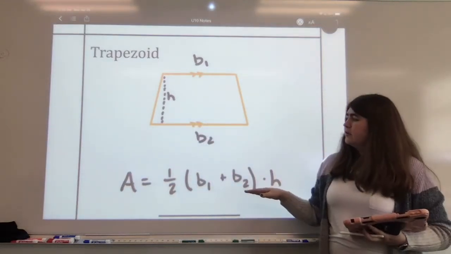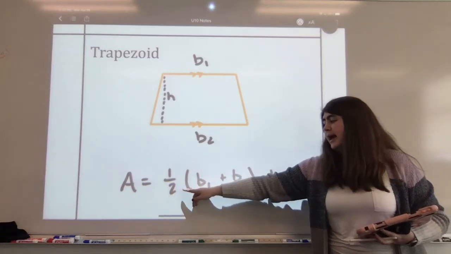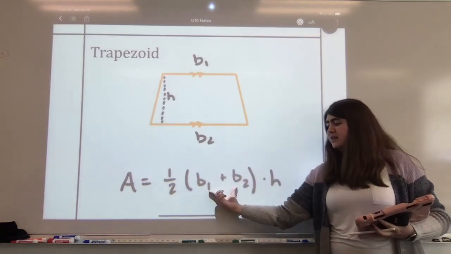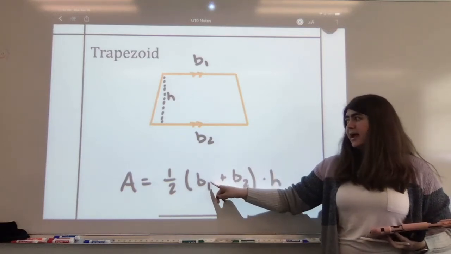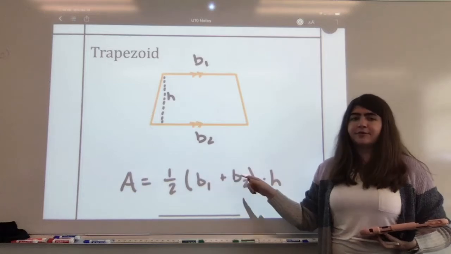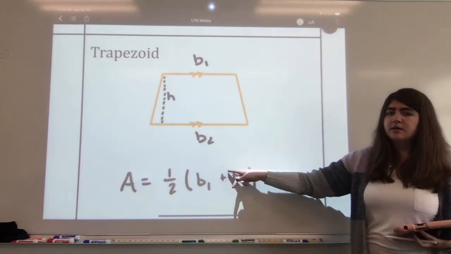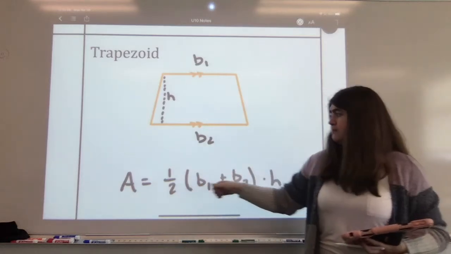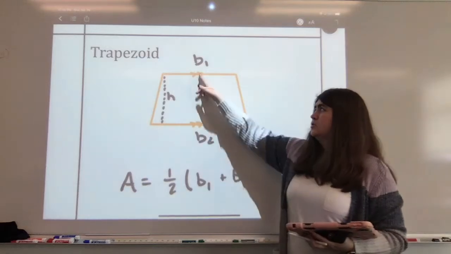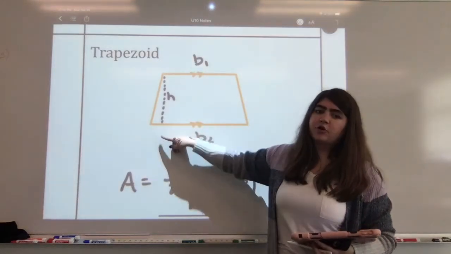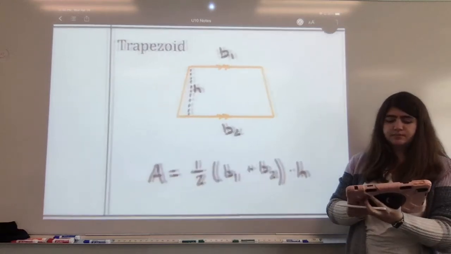So for the area of a trapezoid, area is equal to 1/2 times the sum of our bases times the height. So you have to add the bases together first. So the length of the top side plus the length of the bottom side, divide that by 2, multiply that by the height. And the height is again the vertical distance between our 2 bases, not one of the side lines.